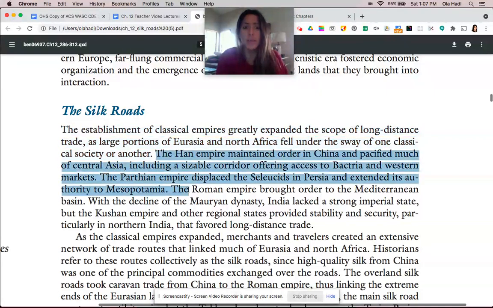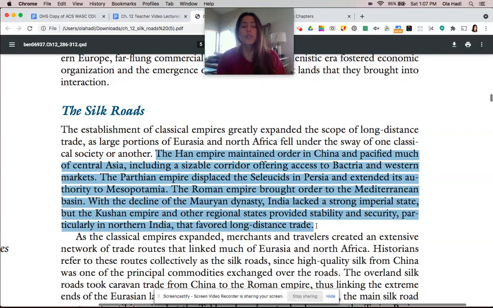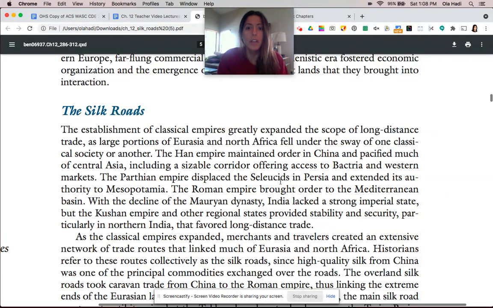And it describes to you some empires that you've already studied. Like, it tells you about how the Han Empire succeeded in pacifying, or making Central Asia more peaceful, which is going to connect them more to Bactria, which we've talked about as the Afghanistan, Pakistan area, and to the west. The Parthian Empire is eventually going to displace, or take the place of, the Seleucids in Persia. Now, the Parthians saw themselves, as you remember from chapter 7, as being true Persians versus these outsider Seleucids that were more Greek Macedonian. And they're going to extend their authority throughout Mesopotamia.